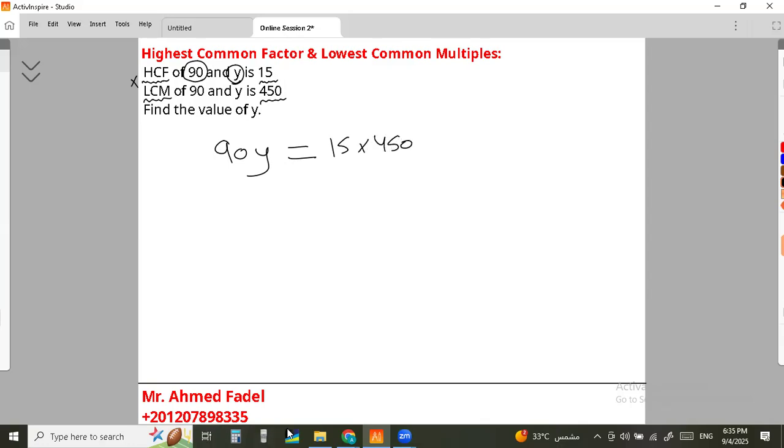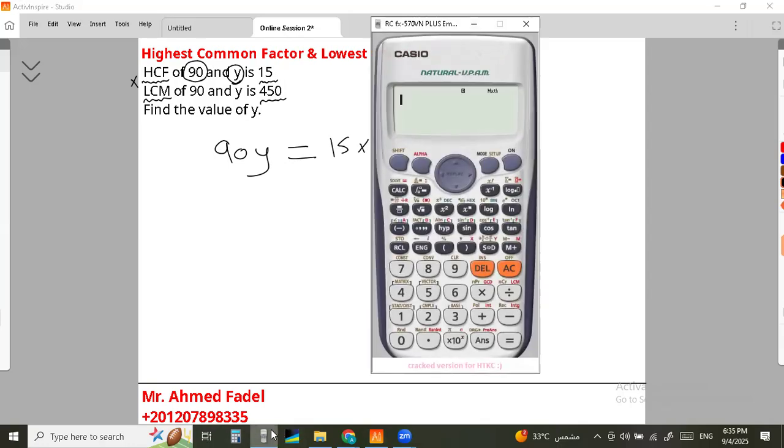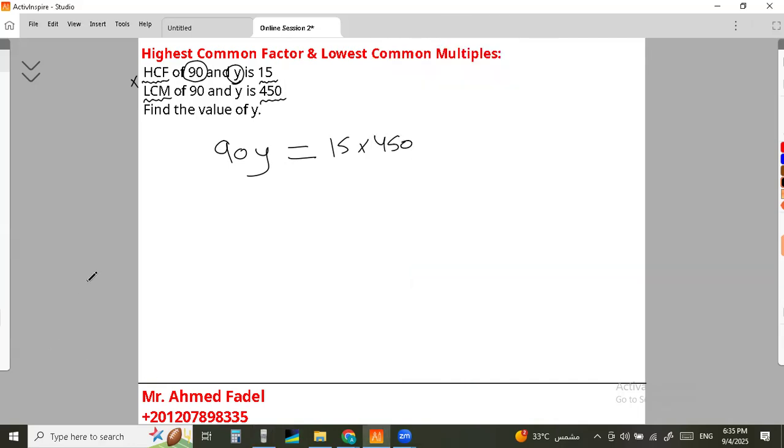Let's do it on the calculator very quickly. 15 times 450 equals 6,750. So 90Y equals 6,750.